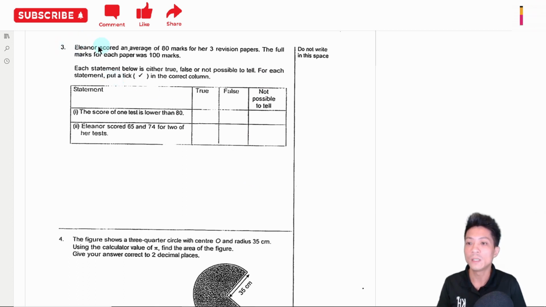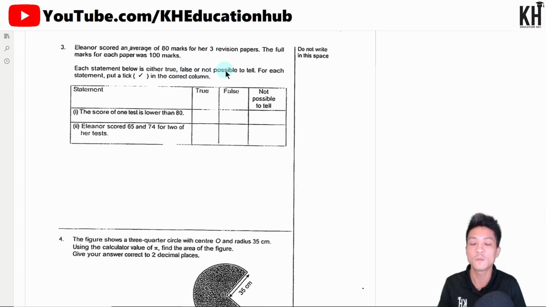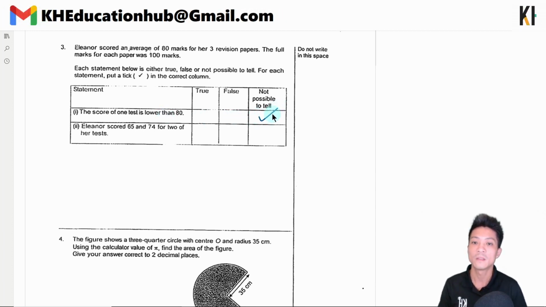Question 3. Eleanor scored an average of 80 marks for her 3 revision papers. The full marks of each paper was 100 marks. Each statement below is either true, false, or not possible to tell. For each statement, put a tick in the correct column. The score of one test is lower than 80. This is not possible to tell, because it can be lower than 80, it can be higher than 80 for any one of the scores.